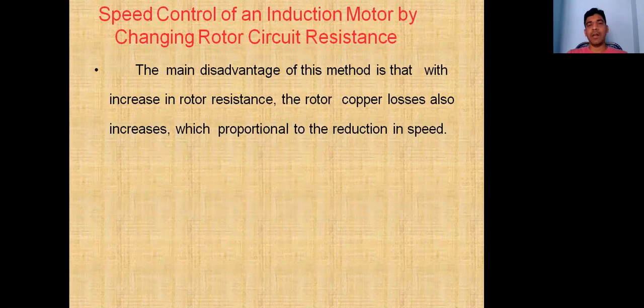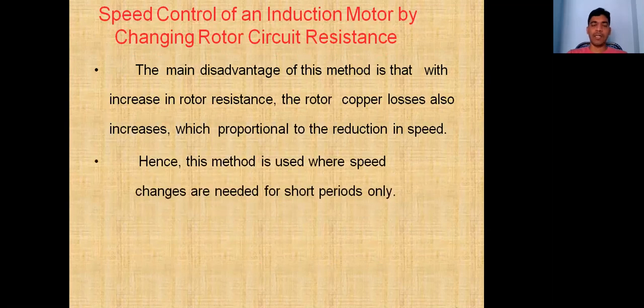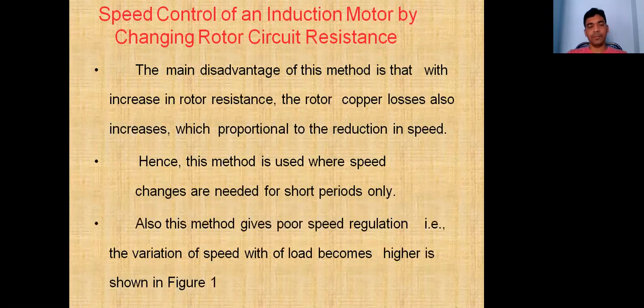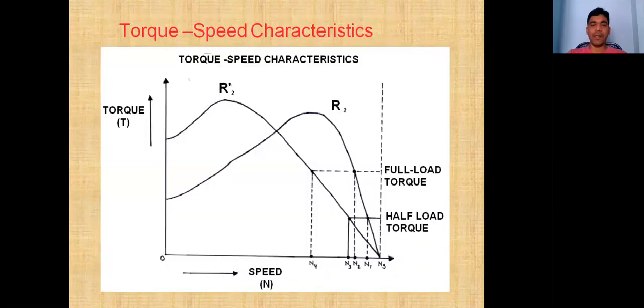The main disadvantage of this method is that with increasing rotor resistance, the rotor copper loss also increases, which is proportional to the reduction in speed. Hence, this method is used where speed changes are needed for short period only. Also, this method gives poor speed regulation, that is, the variation of speed with load becomes higher, as shown in the figure.